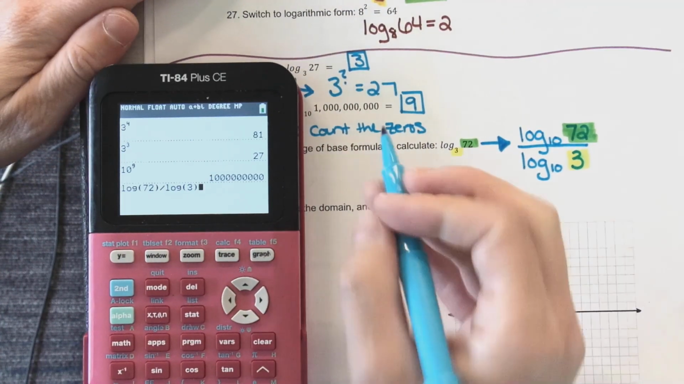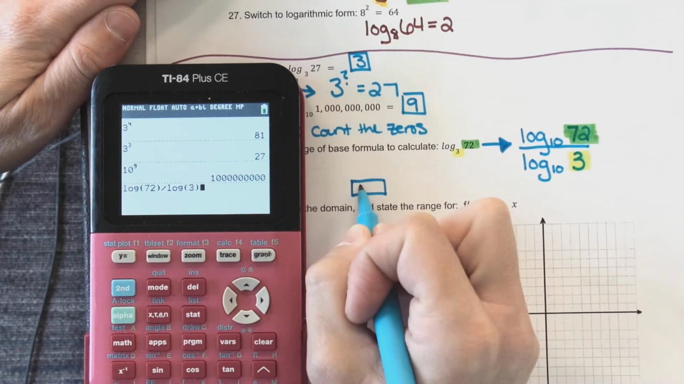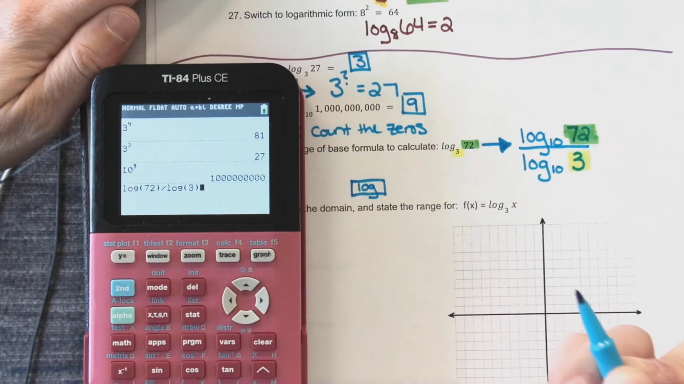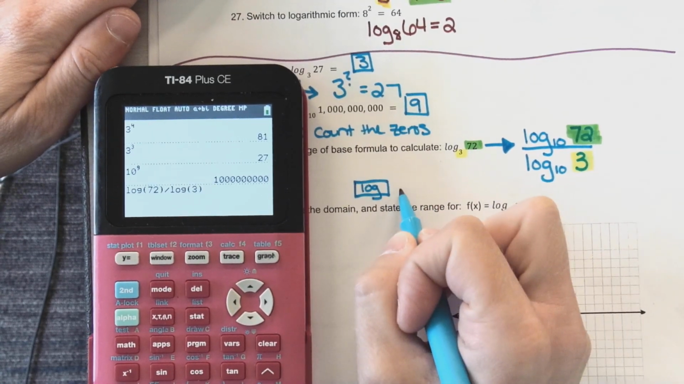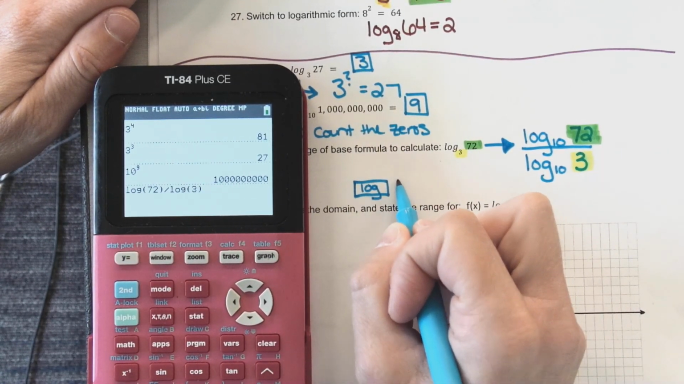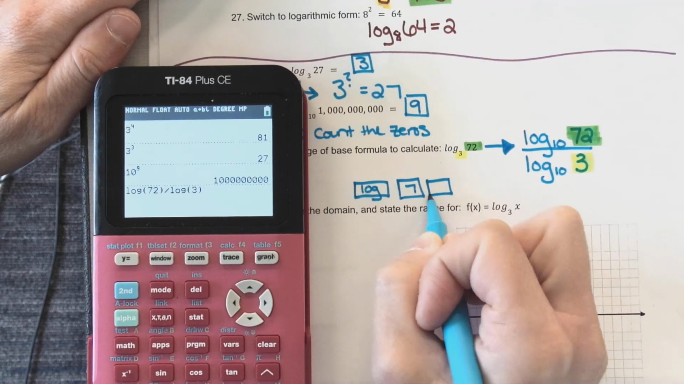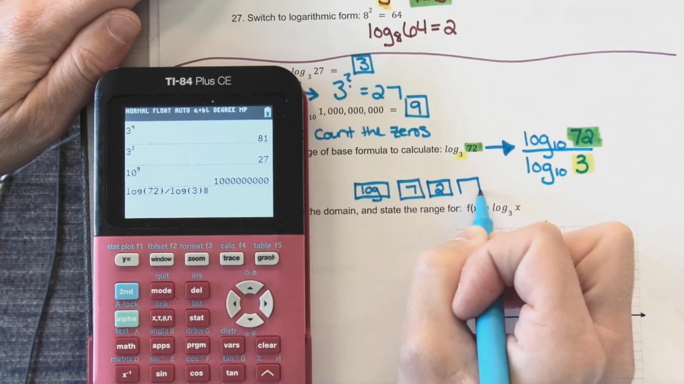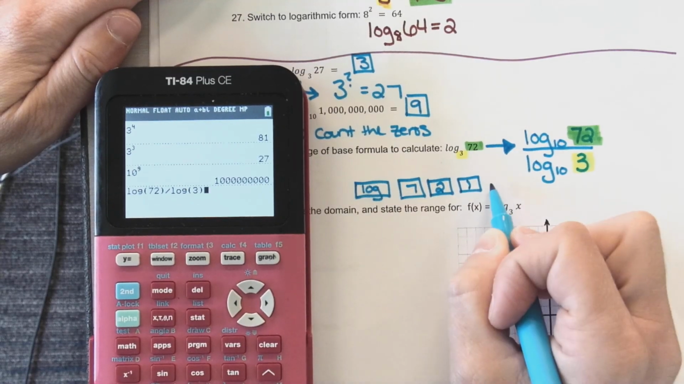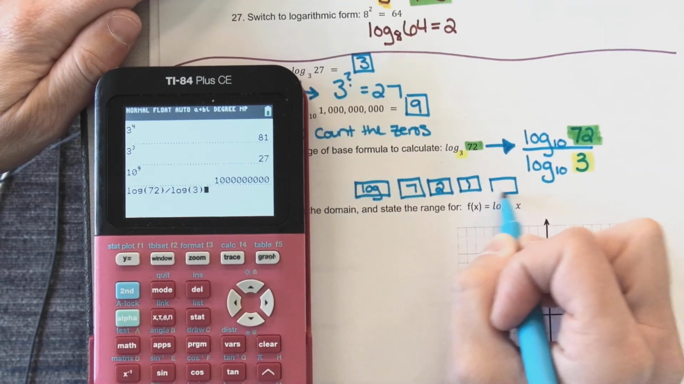So let me say how I typed it in. I pressed my log button. It automatically opened a parenthesis. Then I typed 7, 2. Is that dash a division sign? Yeah, it sure is. Then I divided.